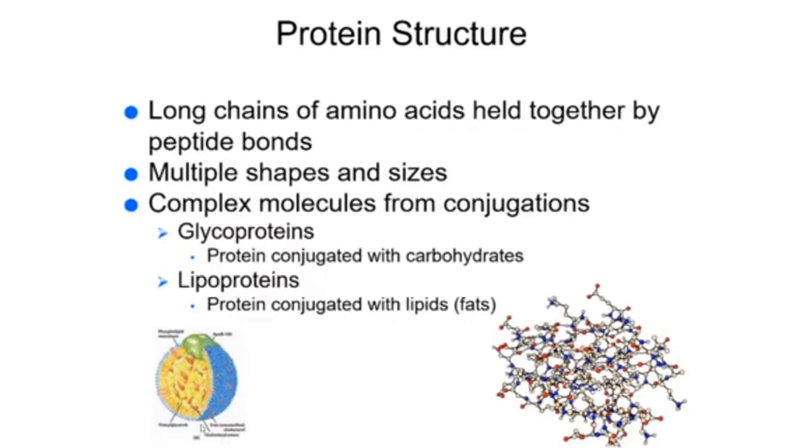So they can be in different shapes and sizes, and complex molecules or variety can be there by conjugation. Sometimes it is a glycoprotein, where protein is conjugated with carbohydrates. Sometimes there are lipoproteins, where protein is conjugated with lipids.